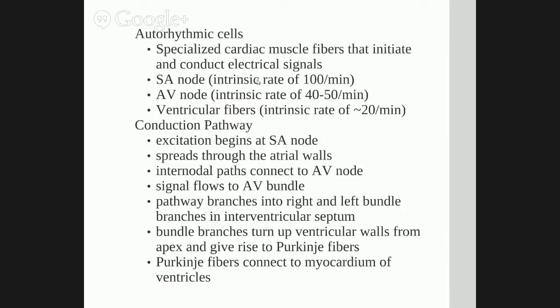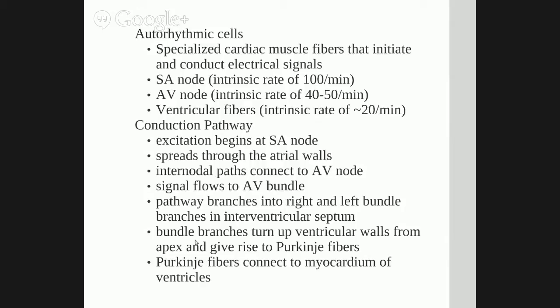So if the SA node works, you're going to fire off just normally. And that would be at about 100 beats per minute by itself, and your parasympathetic system actually slows that down for resting heart rate. But if the SA node is not working, then the AV node will take over, firing at a lower rate, but it's enough to get by for a little while. If that doesn't work, then the ventricular fibers will be the last line of defense. If they don't work, your heart's not working, and it's all over. But that's how it's all set up.